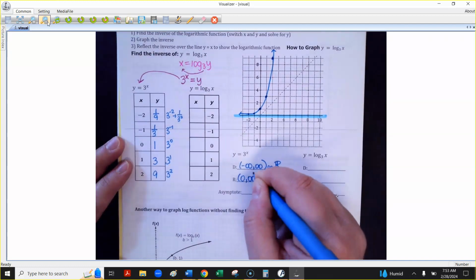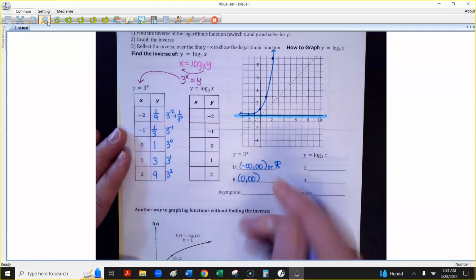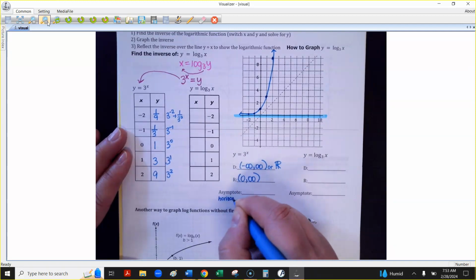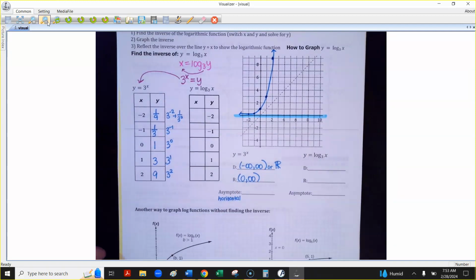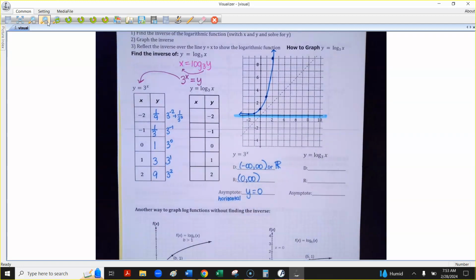And I highlighted it on the graph, but the asymptote for any exponential function is horizontal, and I call it horizontal to remember it. So it's just y equals 0, which is the actual equation of the x-axis, but all those y-coordinates are 0 on that little blue line that I highlighted there.